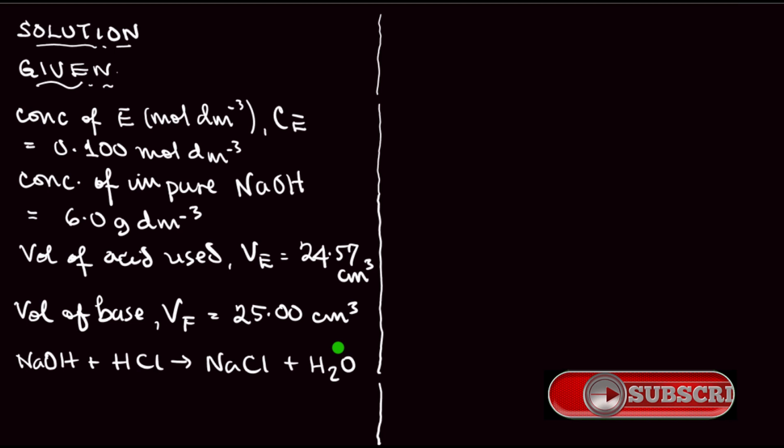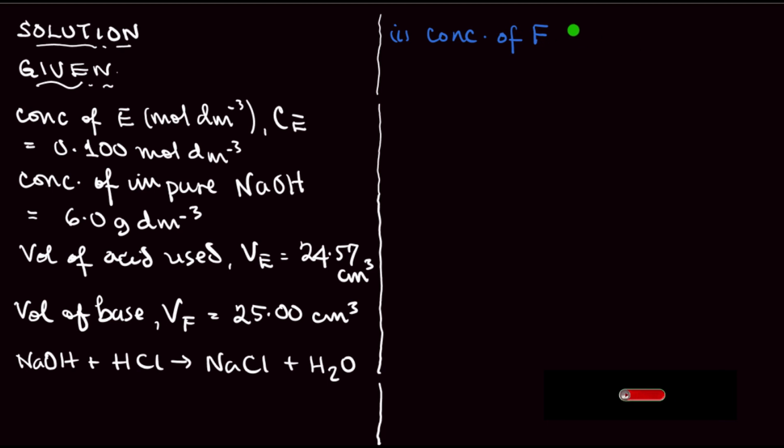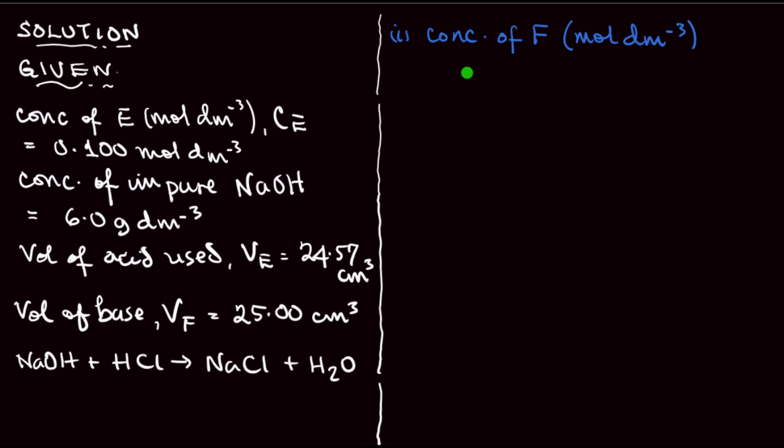Okay, question 1. What are we told to find here? In question 1, item 1, we are told to calculate the concentration of F in moles per dm cube. You see, these guys are very tricky. That's the first thing you are being asked to calculate. They want you to use this concentration of impure sodium hydroxide to calculate the concentration of F in moles per dm cube. Try that, you are a gunner.